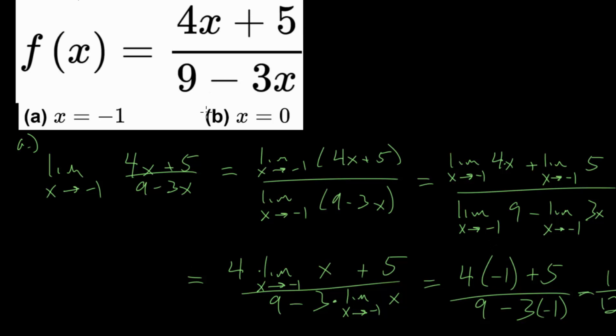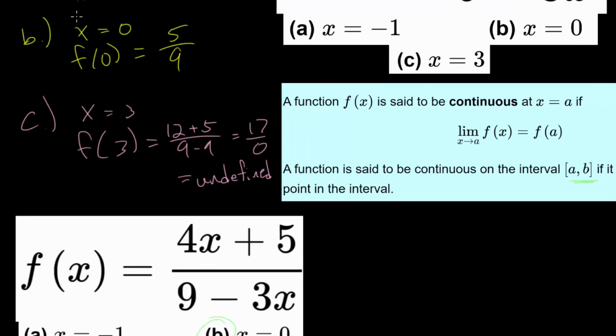And as an exercise, I encourage you to apply these same properties when plugging in x equals 0. But if you do all of this work, you will find that the limit as x approaches 0 is also 5/9, which is what happens when you just plug in 0 for the function. So in both cases for a and b, this condition is met, and therefore the function is actually continuous at both of those values.